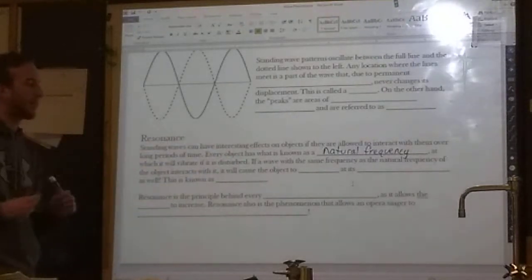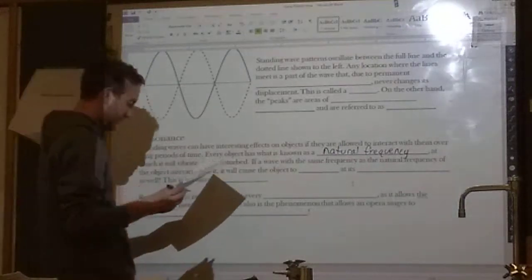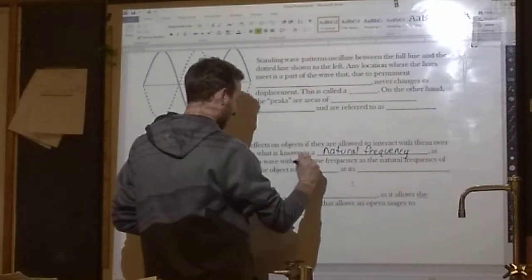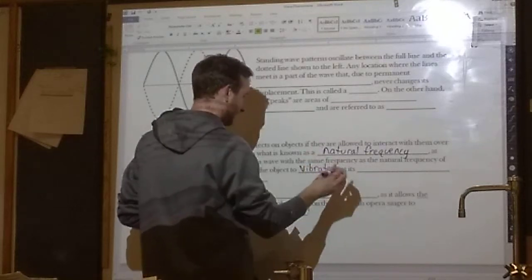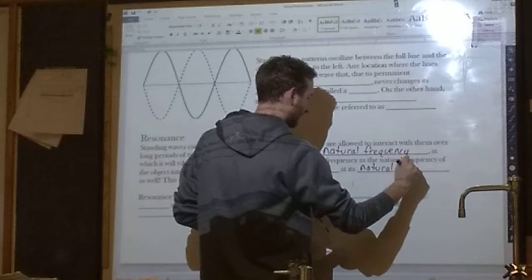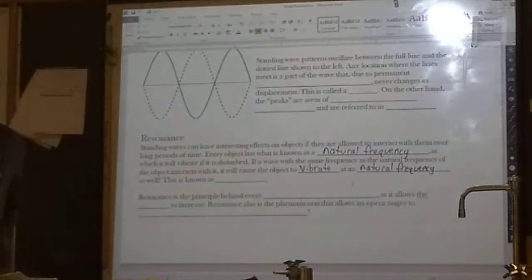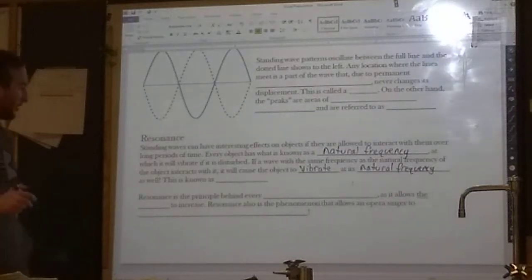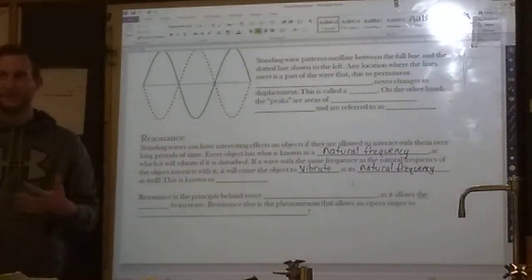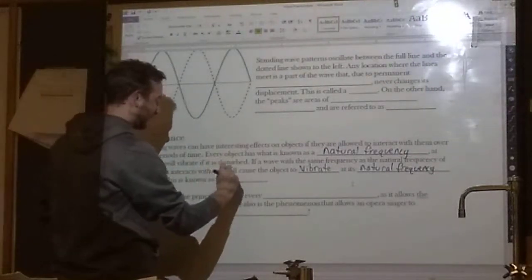If a wave with the same frequency as the natural frequency of the material interacts with it, it causes the object to vibrate at its natural frequency. And we're going to talk more about this when we get to sound waves, which is coming next. But there's a lot of interesting ways that this can happen. And this is generally known as resonance.